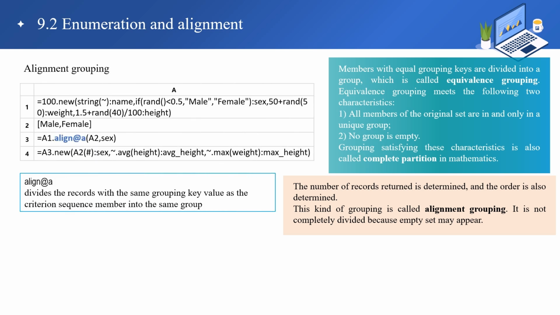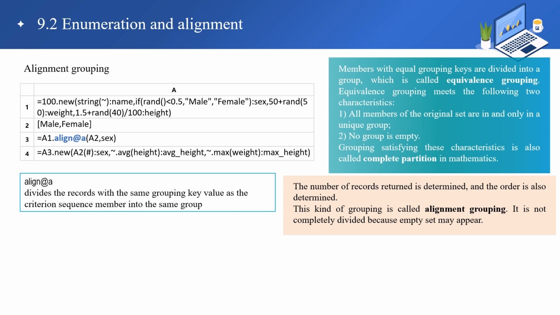Before alignment grouping, there need to be a criterion sequence, such as A2 here. The align at A function in A3 divides the set to be grouped, such as A1 here, into several subsets, and the grouping key of each subset corresponds to the criterion sequence members one by one, that is, the records with the same grouping key value as the criterion sequence member are divided into the same group, so that the number and order of the obtained grouping subsets are determined by the criterion sequence. If a criterion sequence member does not correspond to the grouping key value of any sequence member to be grouped, it will correspond to an empty subset.